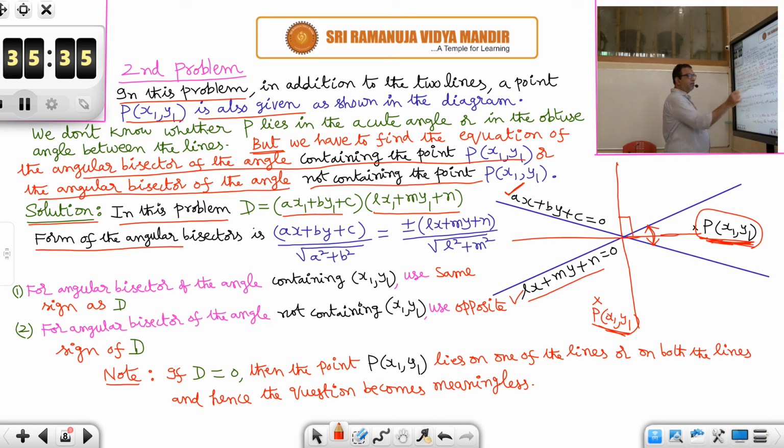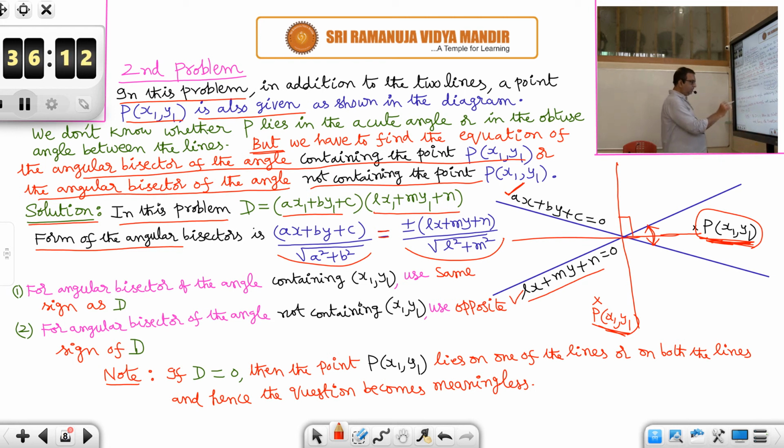So, how to take the angular bisector? Here the form is different. The form is (ax plus by plus c) by root of (a square plus b square) is equal to plus or minus (lx plus my plus n) by root of (l square plus m square). That means the two lines should be on either side of the equation sign. For acute obtuse we have taken them on the same side. Do you remember the form? But here we have to take them on different sides of the equation sign, one on the left side, the other on the right side.